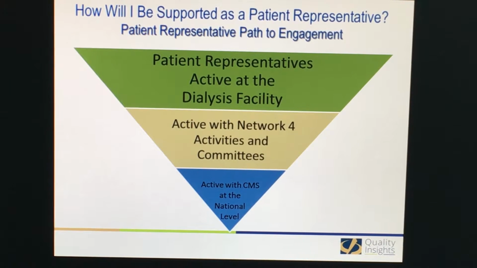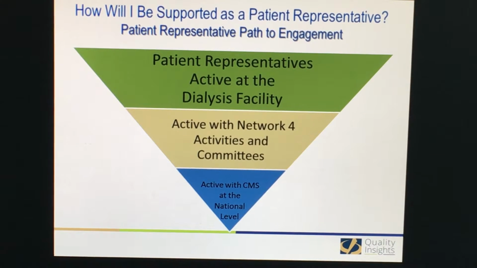We've got 3 levels of participation as Network 4 patient representatives. The first level in green is being a patient representative just at the dialysis facility. And when I say just, that means your level of activities really is at the dialysis facility. Just doesn't mean a small amount of activities. Again, the amount of activities that you participate in will be dependent upon what you and your social worker and facility administrator have negotiated.